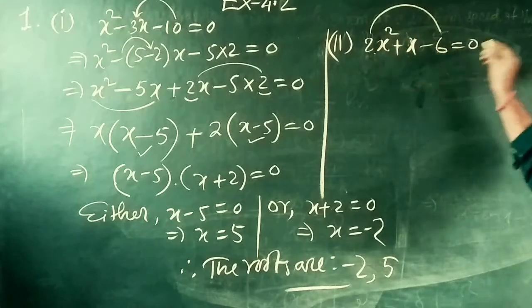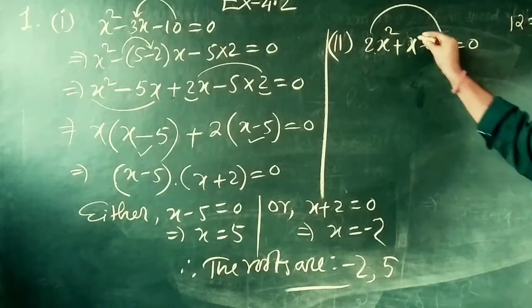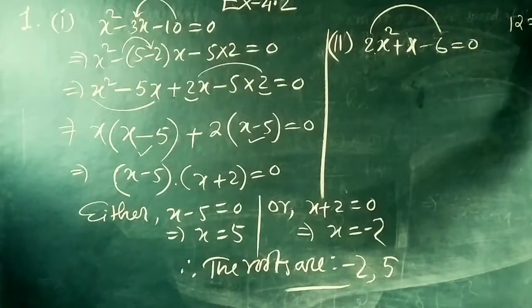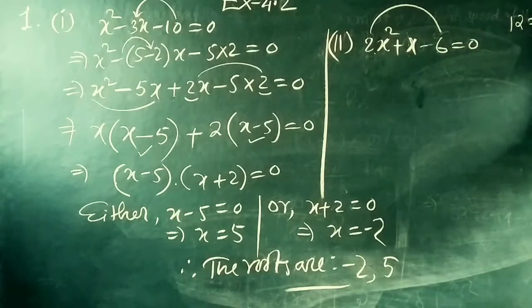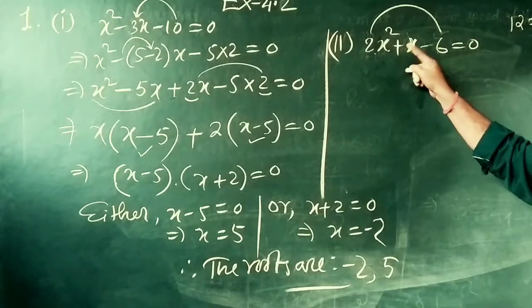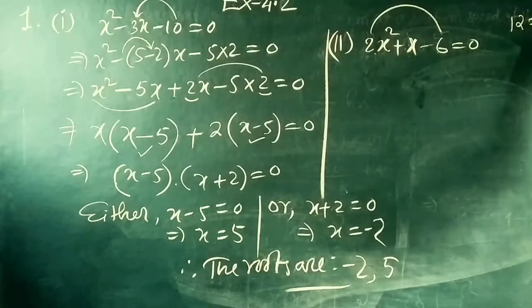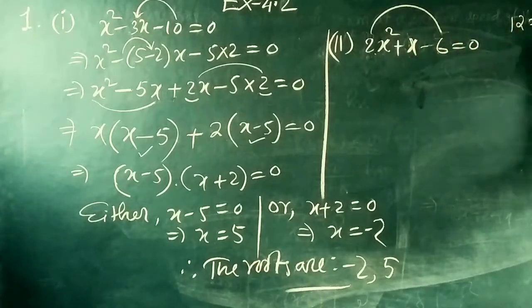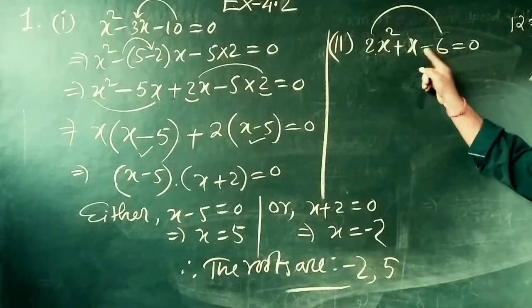Then 6 times 2 is 12. We need factors of 12 that make 1. So many factors are there: 4 and 3 is 12, 6 and 2 is 12, 12 and 1 is 12. But we will take only the pair of factors that can give the middle term. Okay. So here if we subtract 3 from 4, we will get 1. If we add, we get 7, so the remaining factors are not needed. Here 4 and 3, this factor pair can give the middle term.